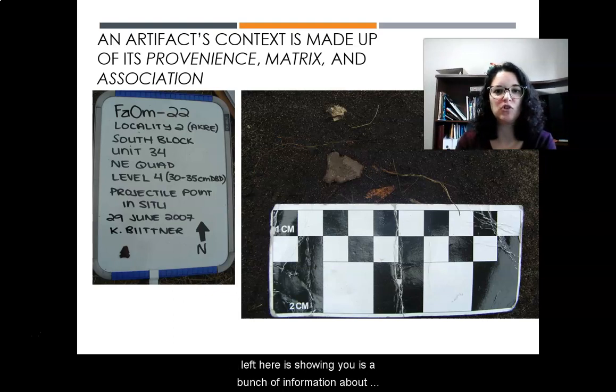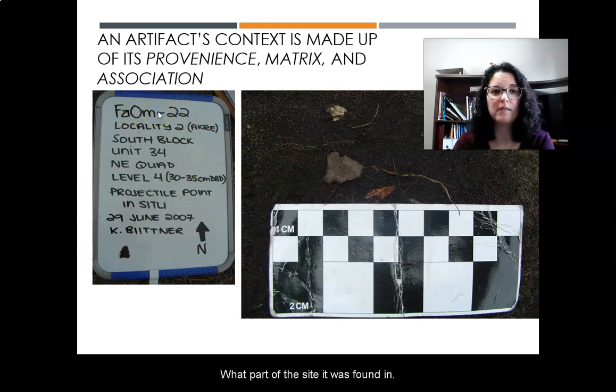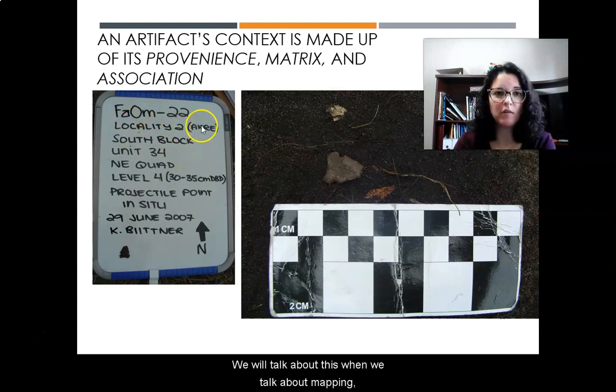And then the association. What this picture on the left is showing you is a bunch of information about this projectile point that I excavated back in 2007. All of this information is part of the context of that particular point. It tells me exactly what archaeological site it was found at. FAOM 22 is the Bodo site in southern Alberta, what part of the site it was found in, what 1 meter by 1 meter unit.